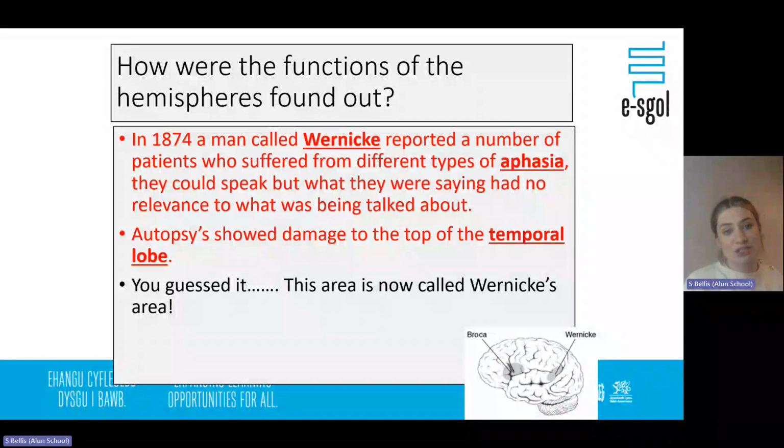Autopsy showed damage to the top of the temporal lobe, again on the left side. Oh, sorry, right. Okay.